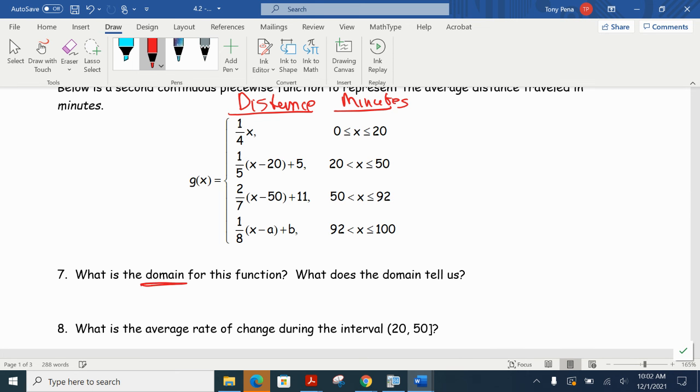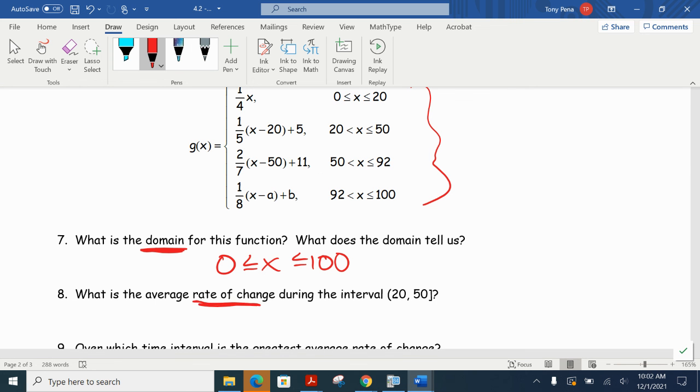All right, domain. What x value does this start at? Omar. Good. And then what x value does it end at? Good. So 0 to 100. This is your domain right here. That's the x values where this function is defined, starting at 0, finishing at 100.